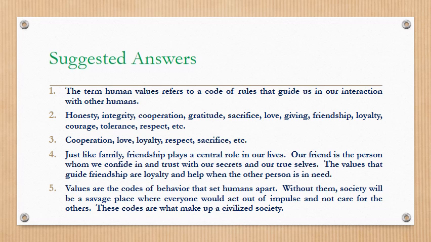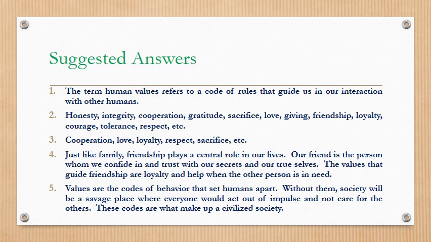Tolerance is a very important term. We're going to take it separately. It's accepting differences in others, respect, etc. Now, what types of values are important in a family? In a family, the values of cooperation, love, loyalty, respect, and sacrifice are basic in the building of a family and in the maintenance of a family.